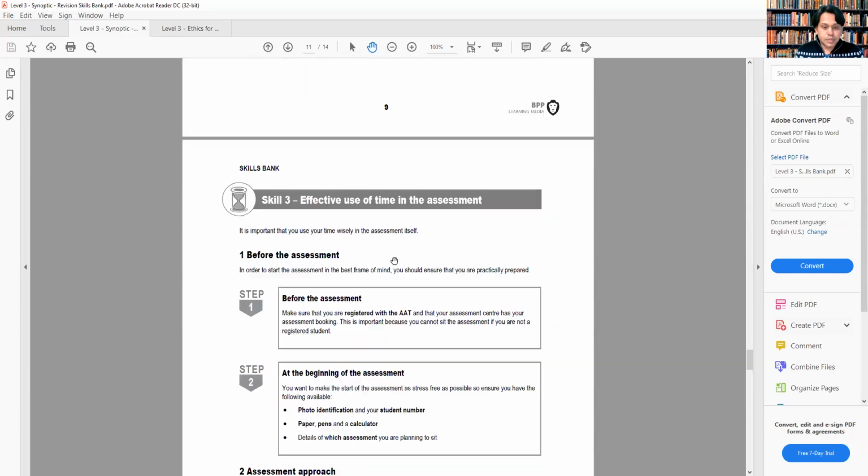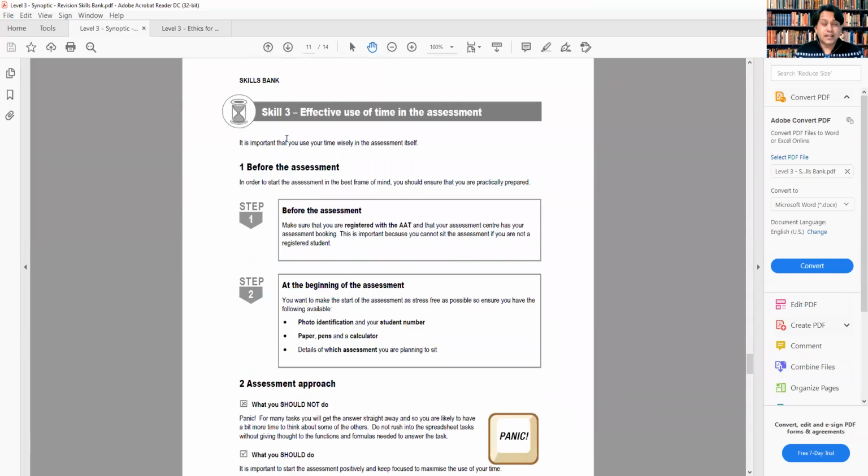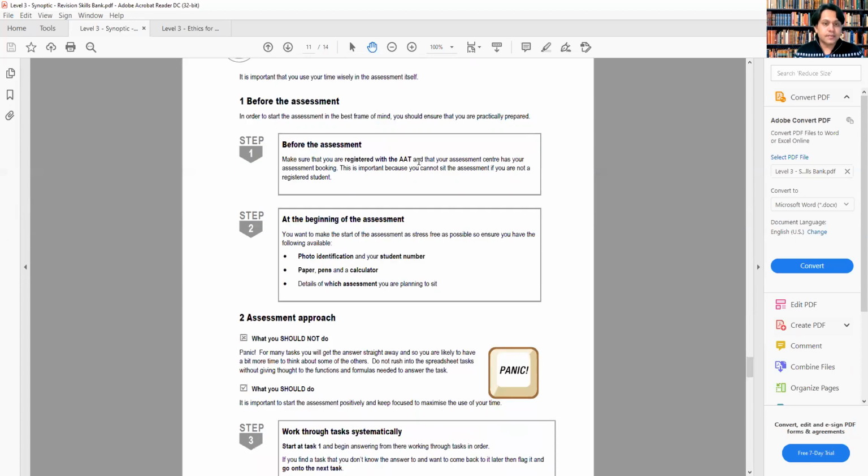Then the next point we have, the final skill, that's a very important one. Effective use of time in the assessment is very important. You have to make sure you utilize the time in the best way. It is important that you use your time wisely in the assessment itself.